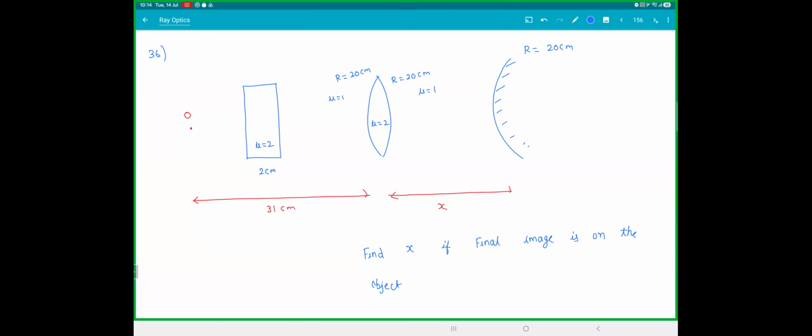Find X. X is the distance between the lens and the pole of the mirror. Let's calculate.